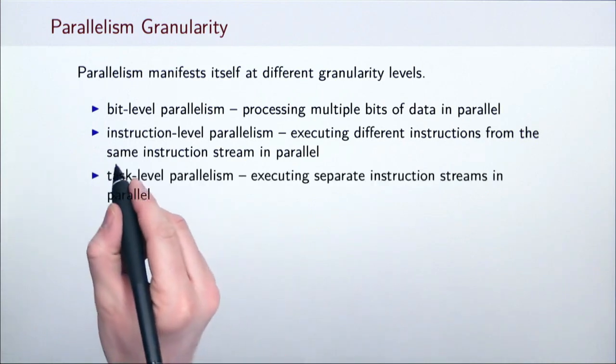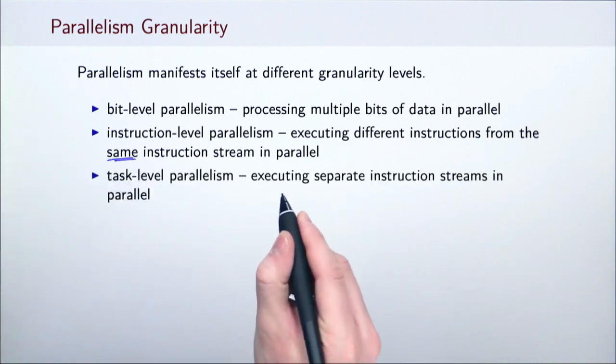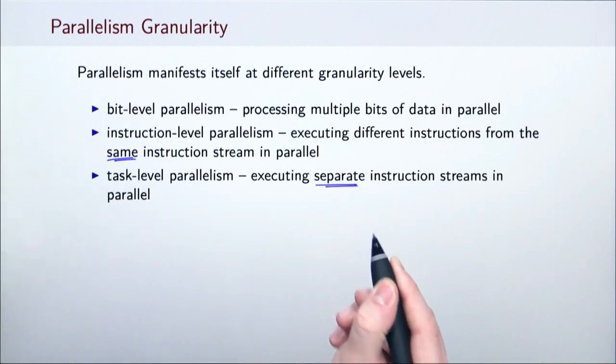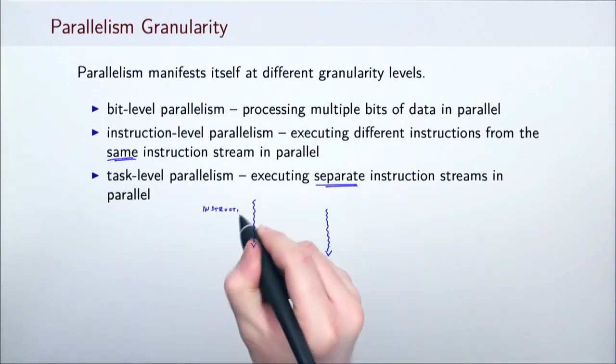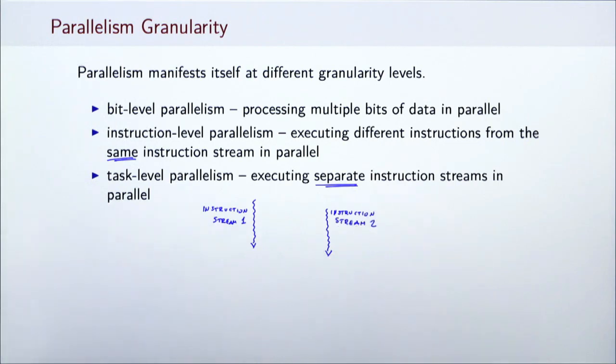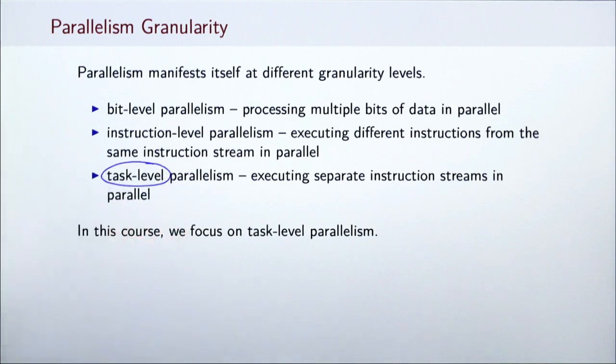Finally, task-level parallelism deals with parallel execution of entirely separate sequences of instructions. These instructions can execute on the same or entirely different data. Bit-level and instruction-level parallelism are exploited by the underlying parallel hardware. In other words, they are in most cases implemented inside the processor itself. This course will mainly focus on task-level parallelism, which is usually achieved through software support. This level of granularity will allow us to express general parallel algorithms.